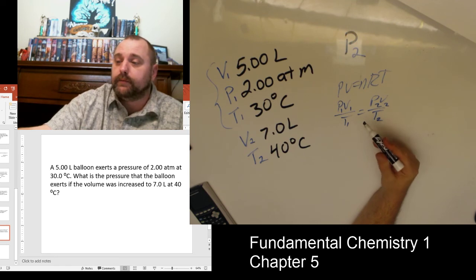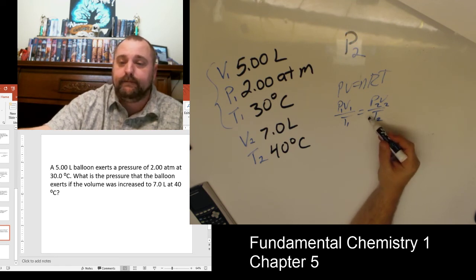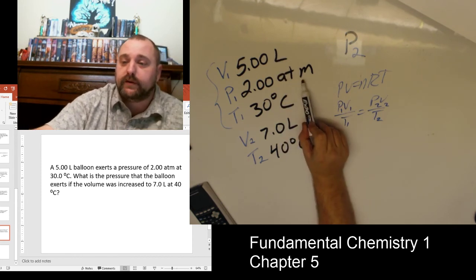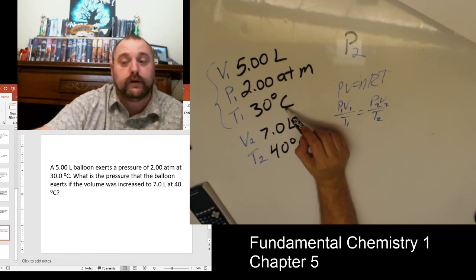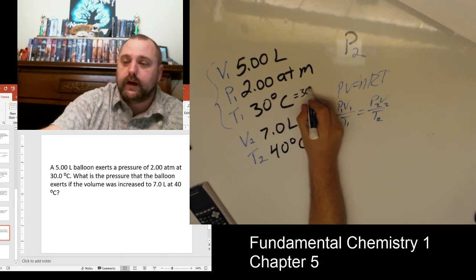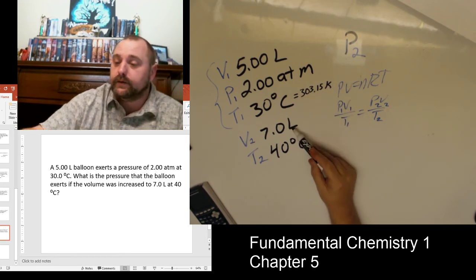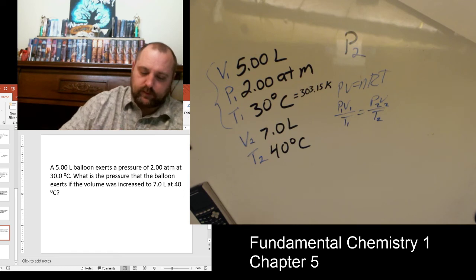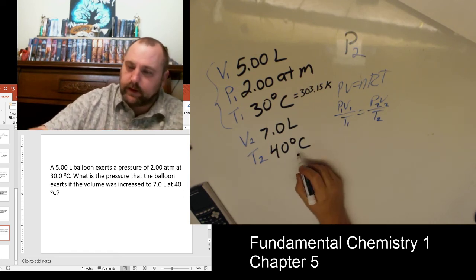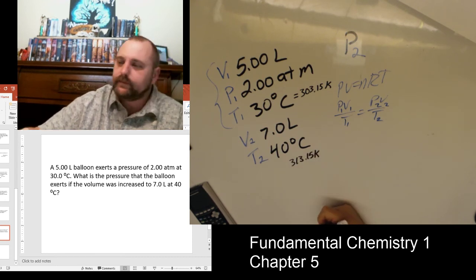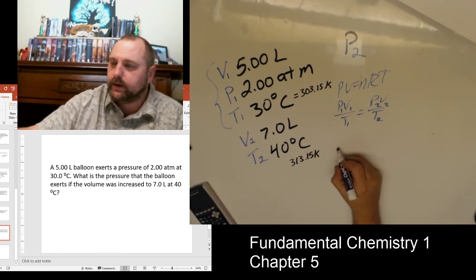All right. Before I plug anything in, I need to double check my units. So liters is fine, atmosphere is fine, degrees Celsius is not. So this would be 303.15 Kelvin. Liters is fine. Well, this is not right. So 273.15 plus 40, that is 313.15 Kelvin. All right, so now we can plug everything in.